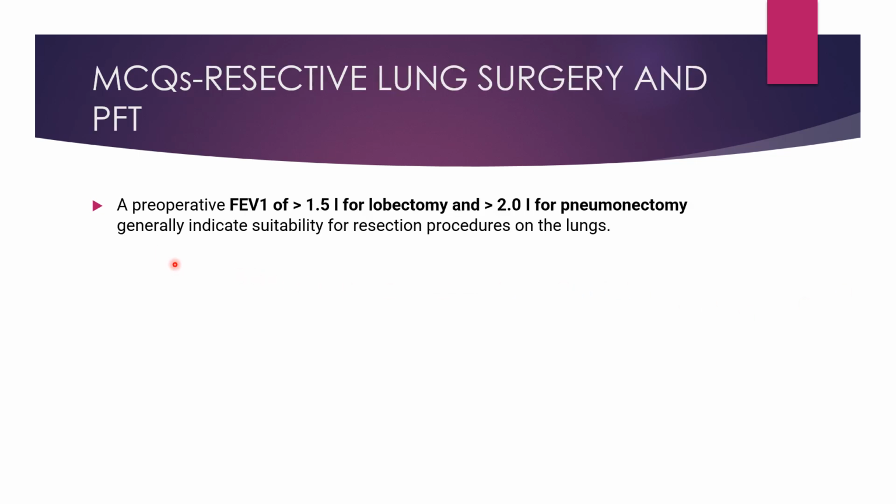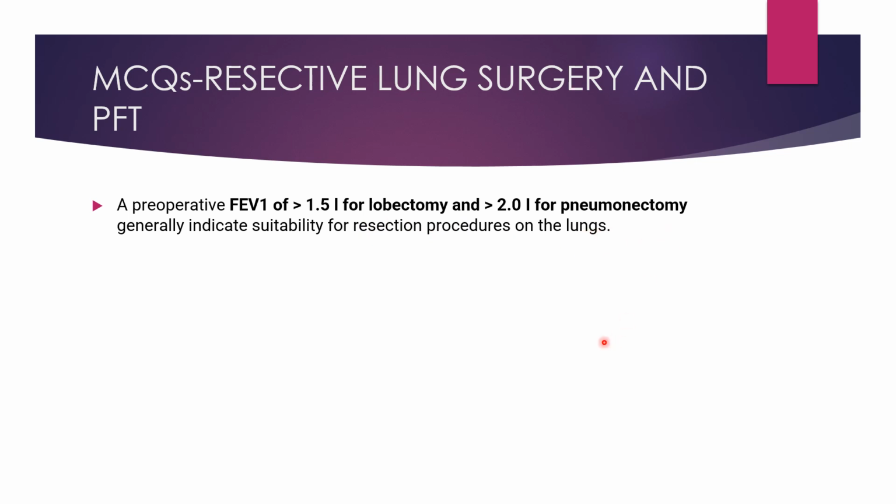This is also very important. A preoperative FEV1 of greater than 1.5 liters for lobectomy and greater than 2 liters for pneumonectomy indicates suitability for resective procedures of the lung. So these are the resective procedures: lobectomy and pneumonectomy.